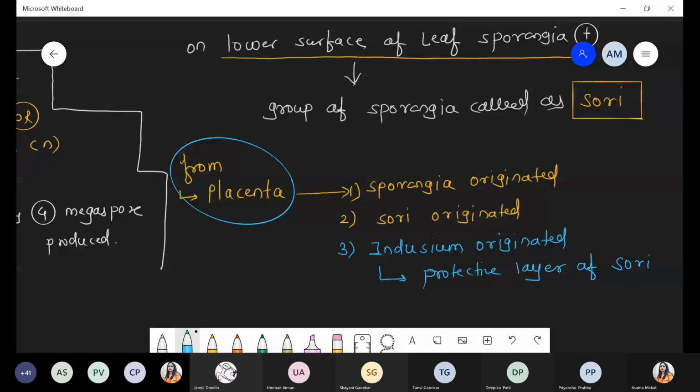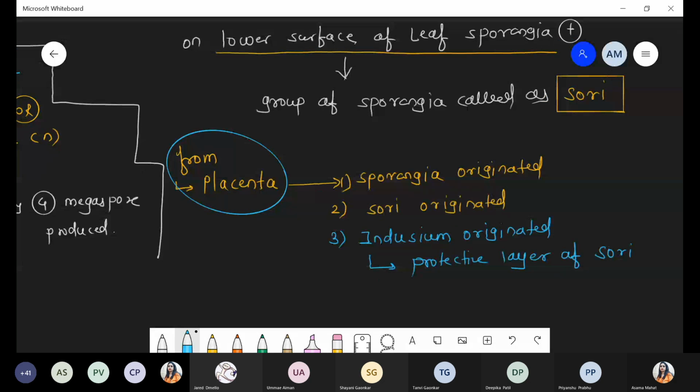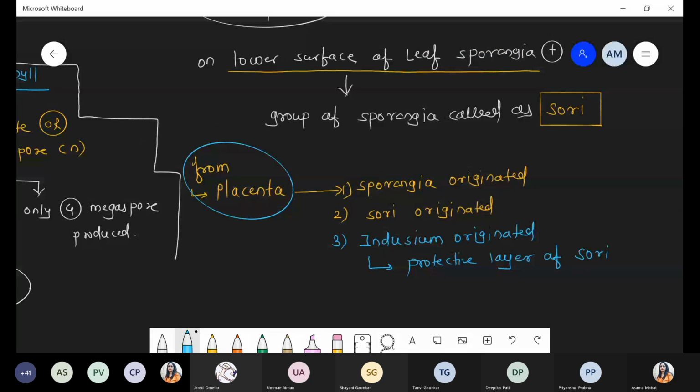Any doubt? I'm repeating this point again, please listen carefully, very important. In case of Dryopteris, the leaf is present. The leaf is basically called the frond, because it is a large-sized leaf. On the lower side of the leaf, the placenta is present. From that placenta, sporangia get developed. A group of sporangia is called the sori.